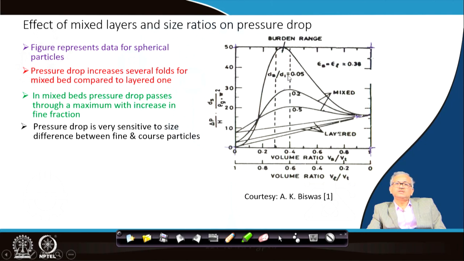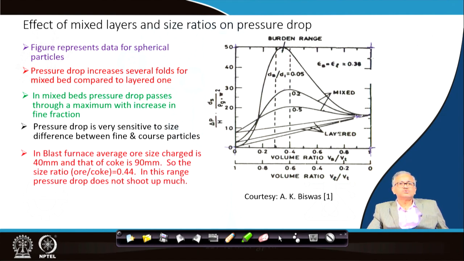So when there is a huge difference between the fine and the coarse, you can see a staggering increase in the pressure drop. And when the diameter ratio is 0.2, then there is an increase, but not staggering. And when it is 0.5, then this is. And if you calculate in the blast furnace, what happens?